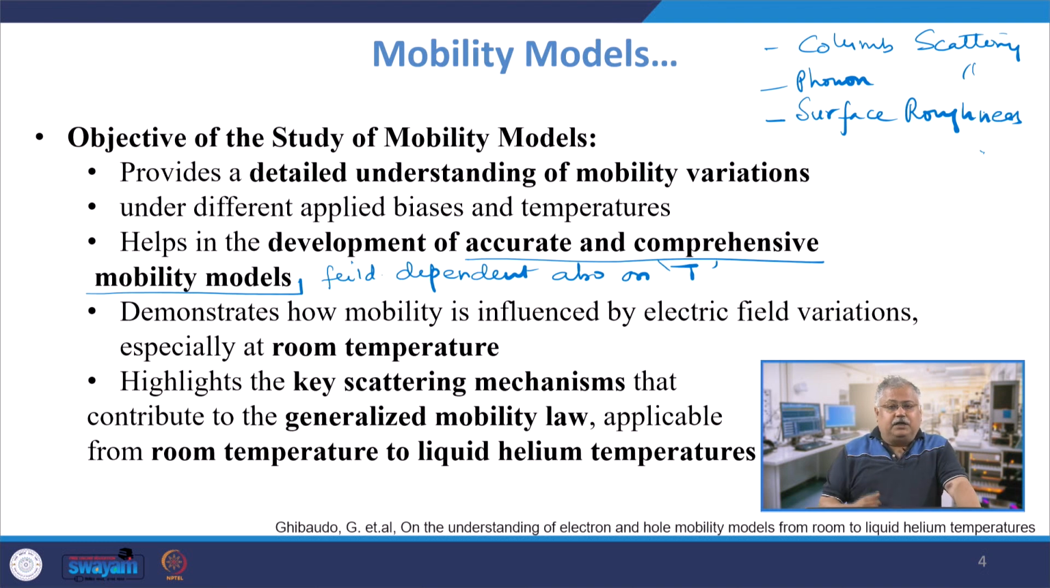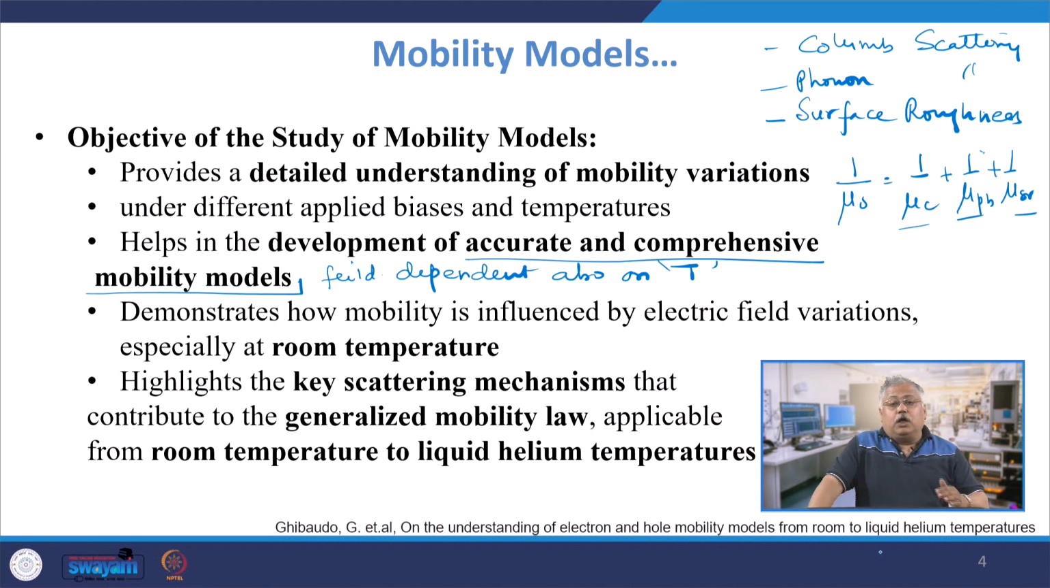So these three scattering mechanisms primarily work, and we say that the low field mobility mu 0 is basically 1 by mu c plus 1 by mu ph plus 1 by mu sr, the surface roughness mobility, and therefore the overall mobility of the charge carrier will always be less than the least. So if you have three phenomena, we will be concentrating on the mobility which is the lowest, and overall mobility will always be less than the least.